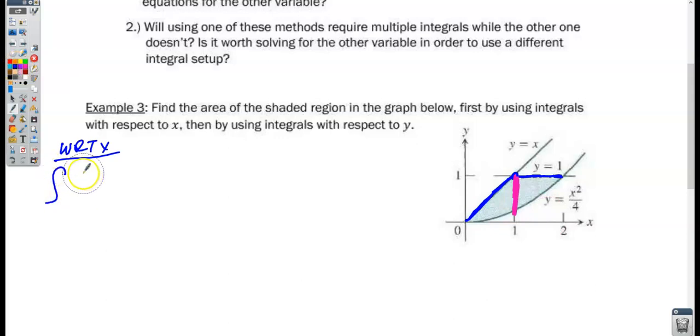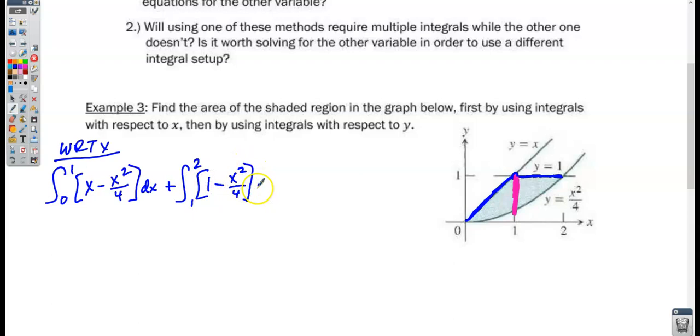So I've got the integral from 0 to 1 of x minus x squared over 4. That's my first integral with respect to x. And then to the right of my line, it's going to be the integral from 1 to 2. And the upper curve is 1, and the lower curve is x squared over 4. And so there we go. There's our setup with respect to x.